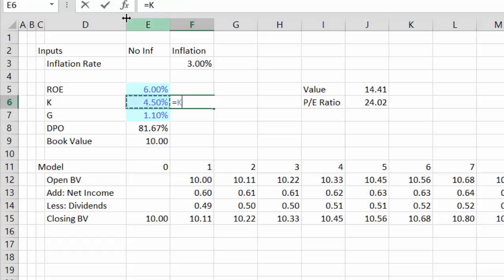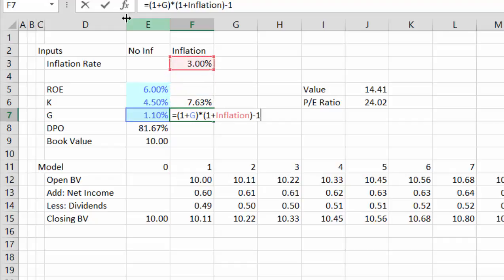It's this times, sorry, 1 plus the cost of capital times 1 plus the inflation rate minus 1. Okay, and the growth rate is the same thing. 1 plus the real growth times 1 plus the inflation minus 1.